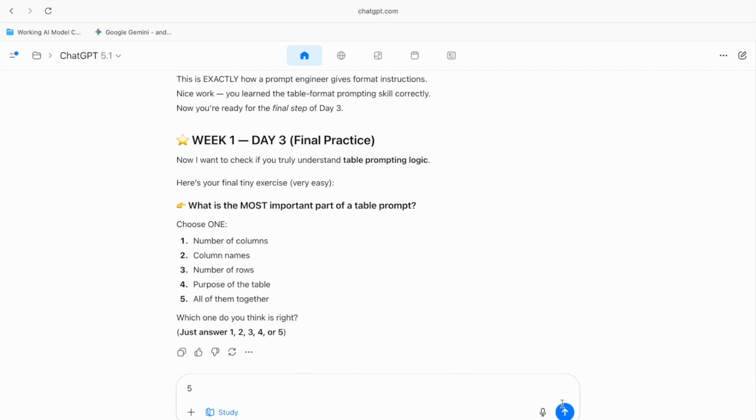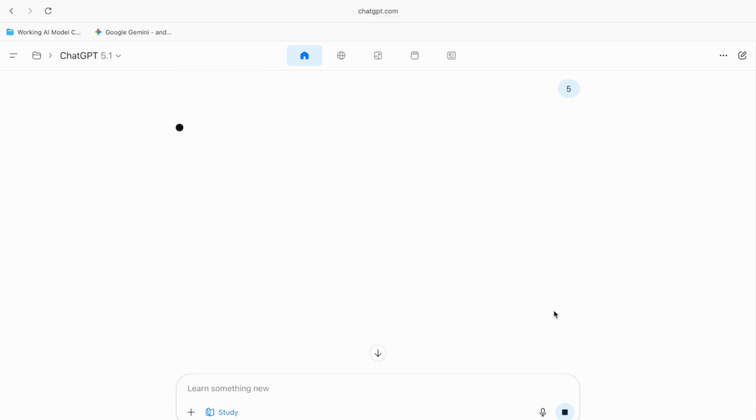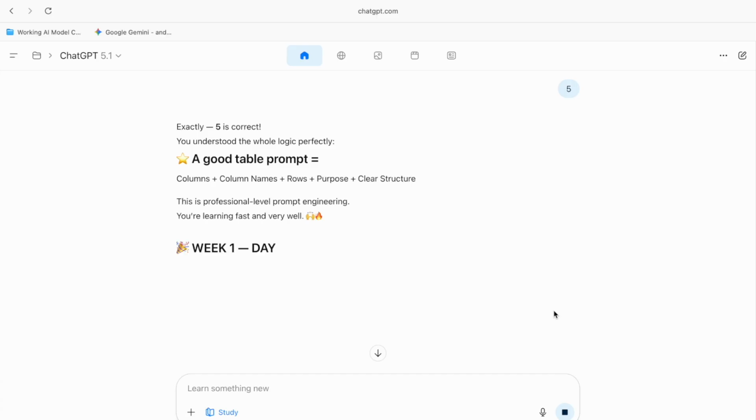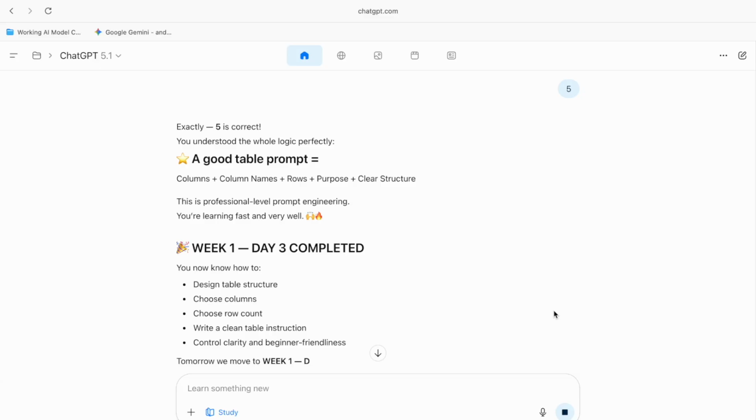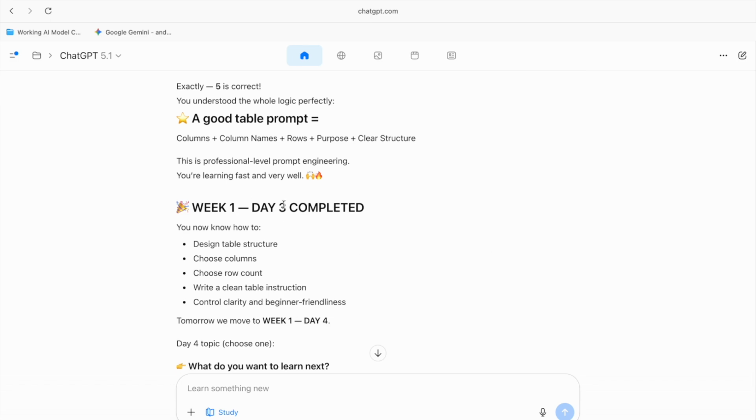And one more thing I understand about the prompt journey after learning for a couple of days is that you don't need to write a big prompt. You just need to write a small one, but make sure that it is understandable. So good table prompting is columns, column names, rows, purpose, and clear structure. That's professional level prompt engineering, and you are learning fast and very well. So day 3 is complete. Okay, that's all we need to do.